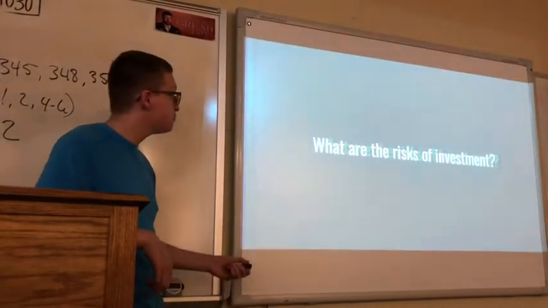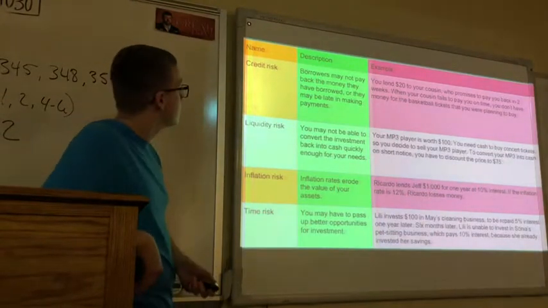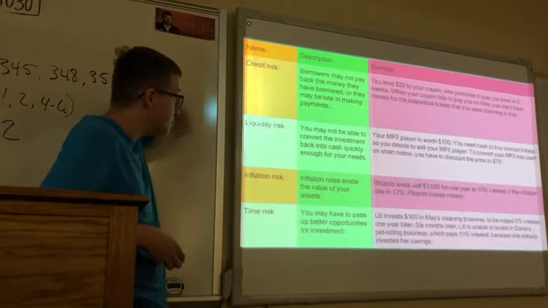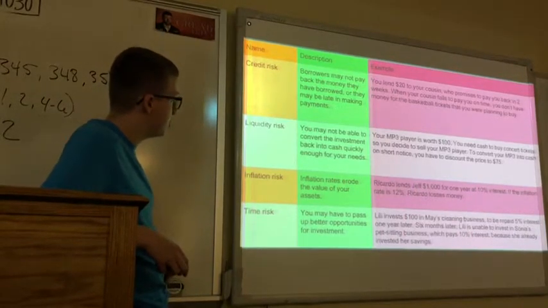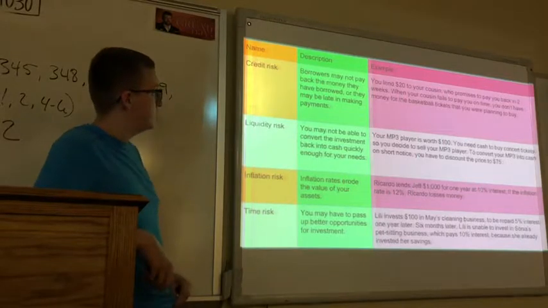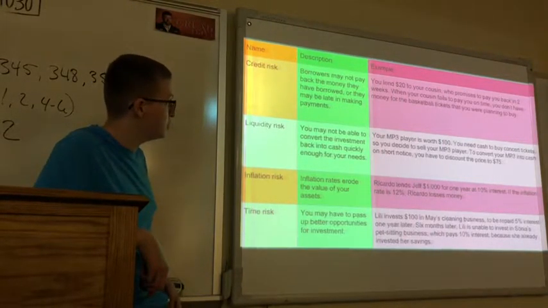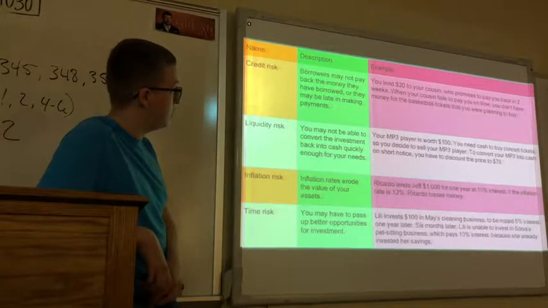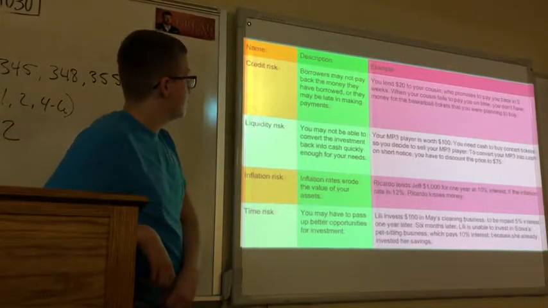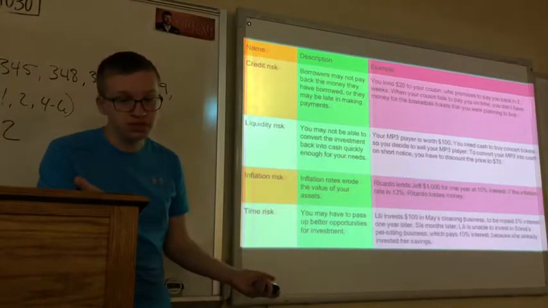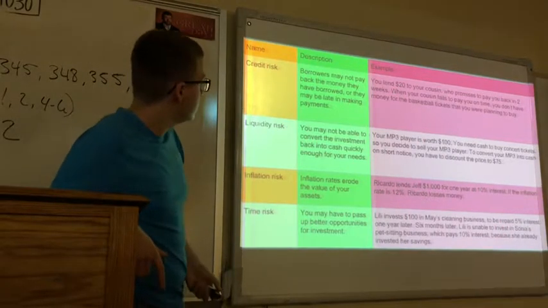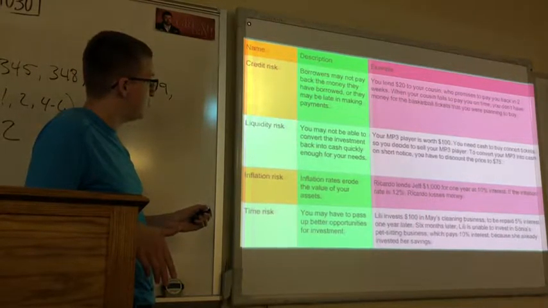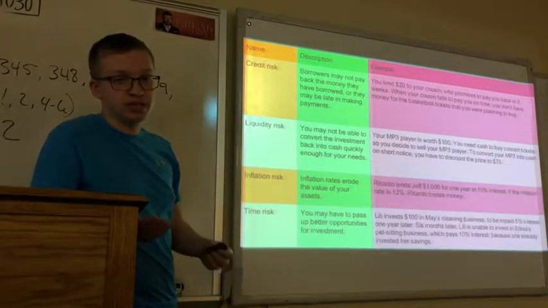So what are the risks of investments? There's four main ones: credit risk, liquidity risk, inflation risk, and time risk. Credit risk is borrowers that may not pay back the money they have borrowed or may be late making payments. What the book says is you lend $20 to your cousin who promises to pay you back in 2 weeks. When your cousin fails to pay you on time, you don't have money for the basketball tickets you were planning to buy. That's not a really huge consequence, but basically the borrowers may be late in making payments, so you can't do something you really need to do.